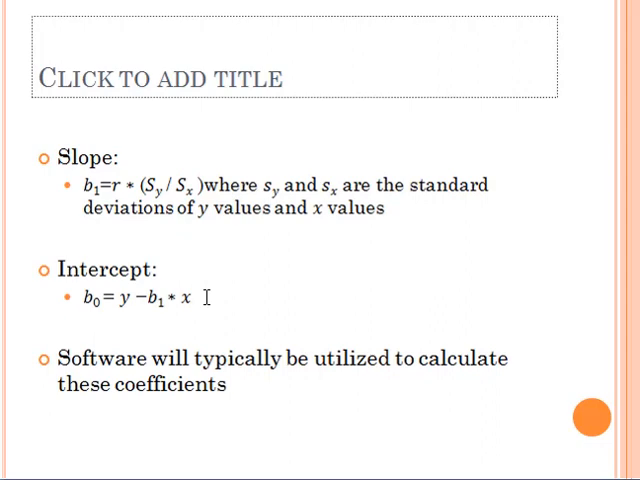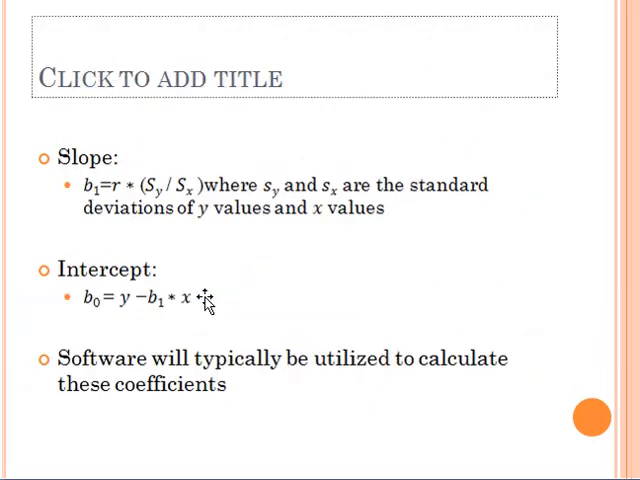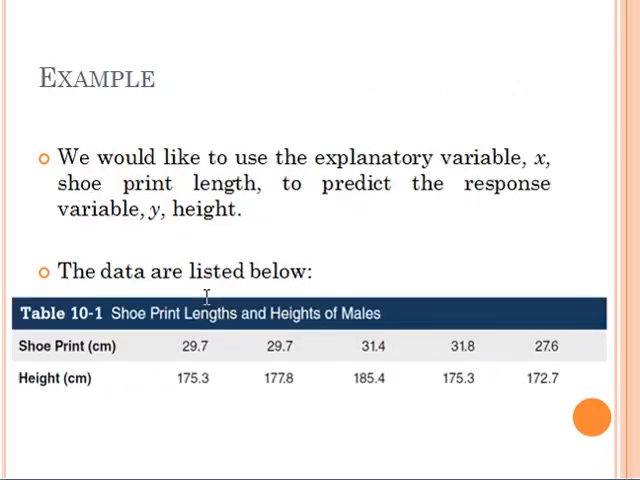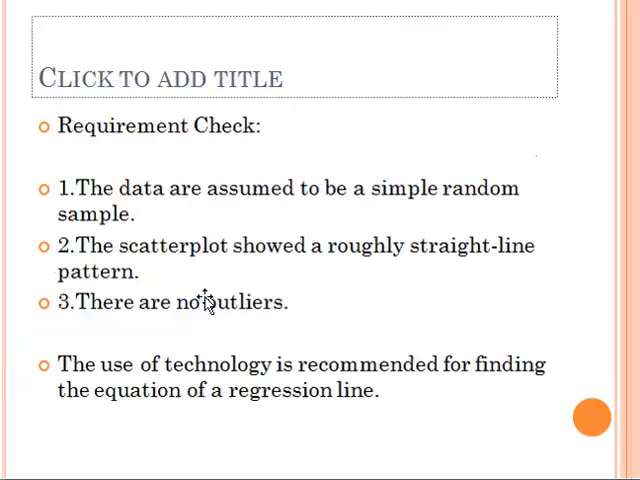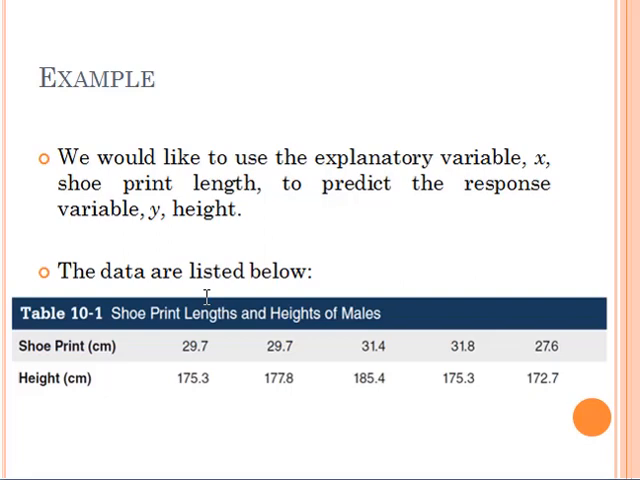Now we can also use some tools or technological software in order to calculate different coefficients which will help us to determine the regression. There are a number of tools which you can use to determine these coefficients, such as slope and intercept. Here we are using StatCrunch, which is a statistical tool, and it can help us figure out these coefficients. Now let's understand this with an example.